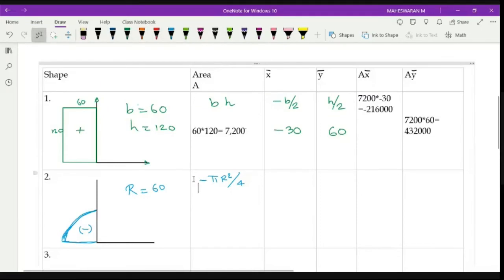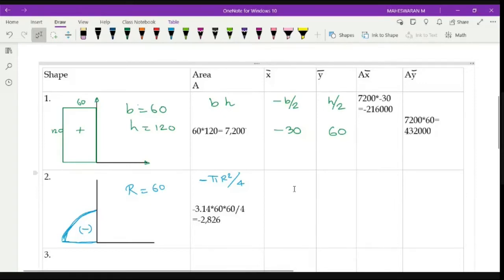Okay. So in that case, what is my area here? Right, minus 3.14 into R, which is 60 into 60, divided by 4. So I'm getting minus 2826. Right? So you're getting minus 2826.